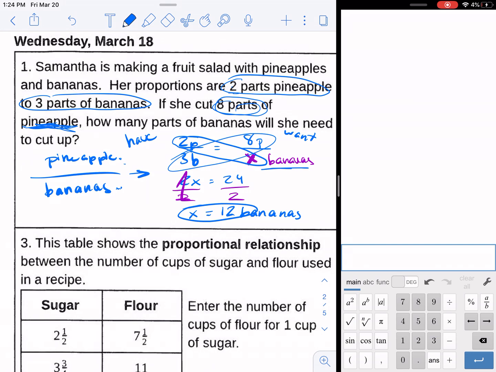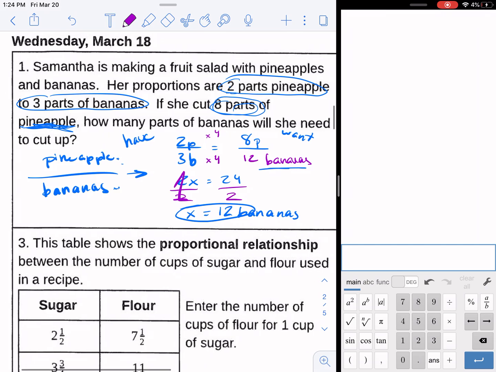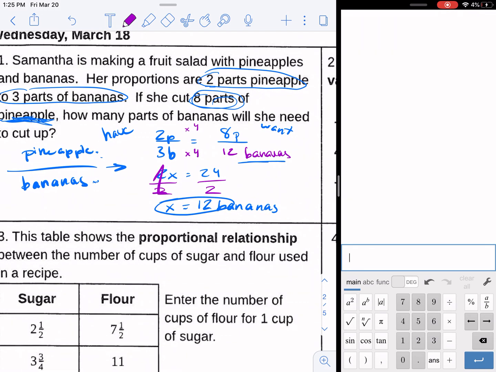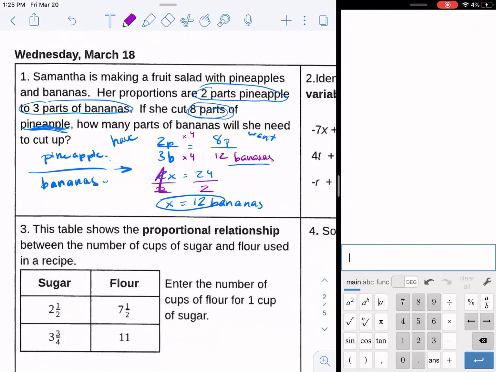So there it is. And we can confirm. Let's do the other way up top. How did that 2 turn into an 8? It looks like I multiplied it by 4. And we do the same to the bottom. So 3 times 4 would be 12. So either way works. Whichever one you're more comfortable with, both work fine. So that was number 1.